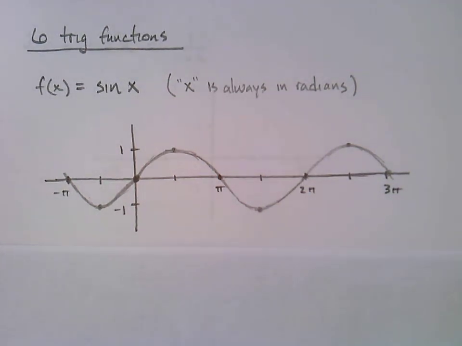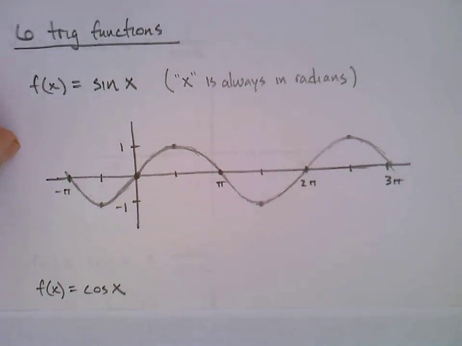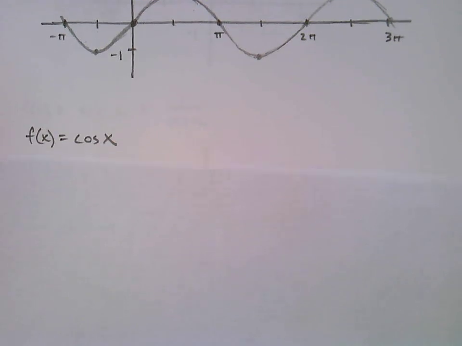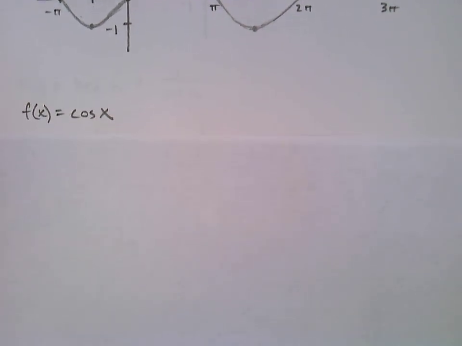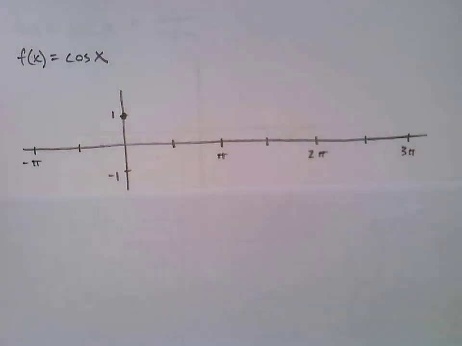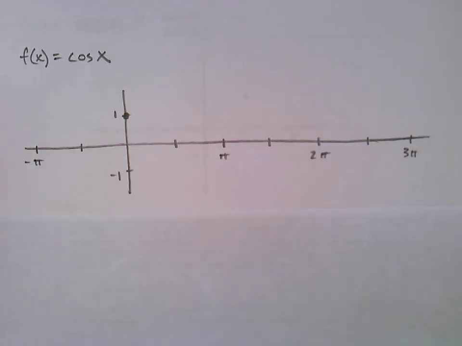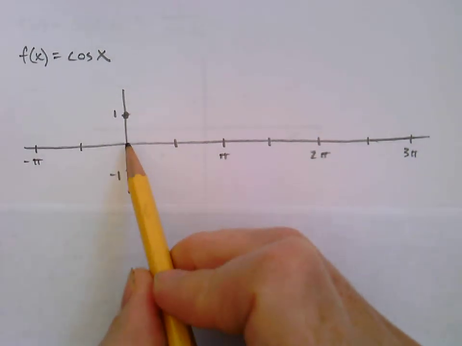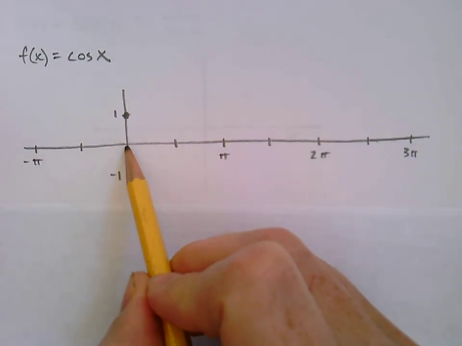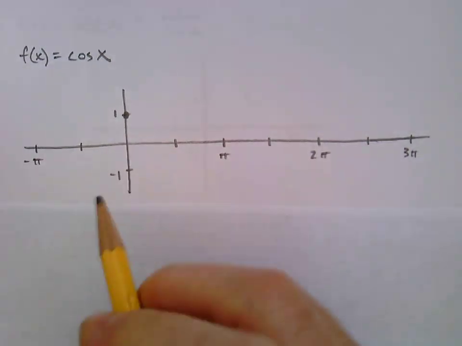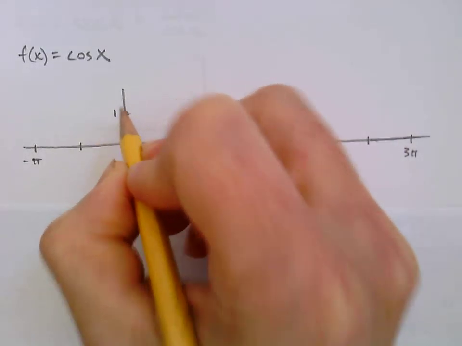Okay, let's take a look at the next function. F of x equals cosine of x. Again, x is always going to be in radians. I've set up the same XY plane here. If we were in class, I would invite you guys, hey, grab your calculator, make sure you're in radians, put in the cosine of 0. Turns out the cosine of 0, well, I've already got the dot right there. It's 1.